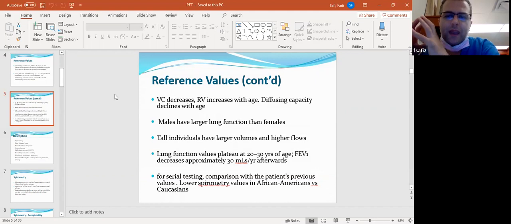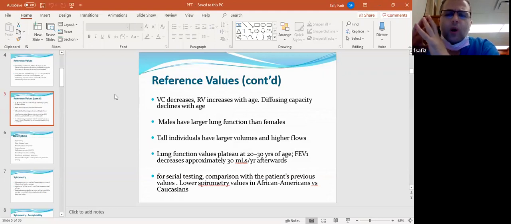Remember, males have larger lung function than females. I said tall individuals have larger lung function, and males have larger lung function because their chest wall and their muscle volume is bigger, and therefore all their lung volumes and their expiratory and inspiratory pressures are larger in males than females. Tall individuals, I mentioned that.